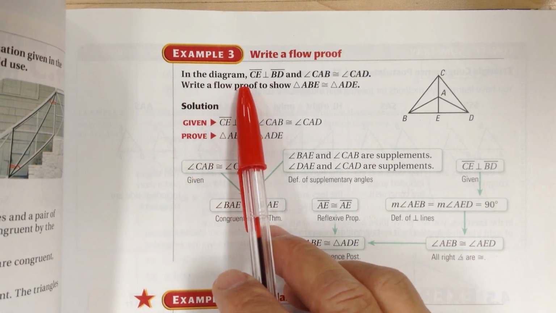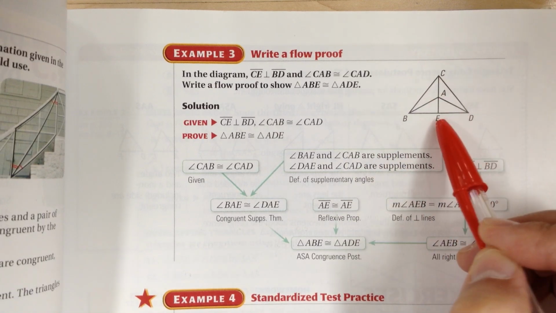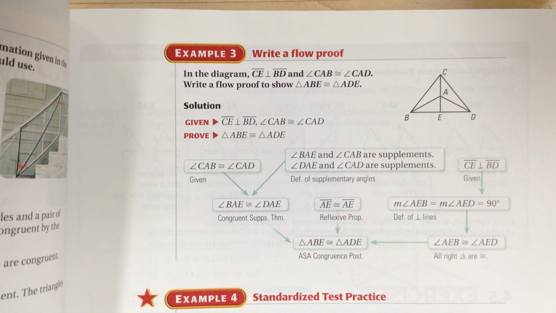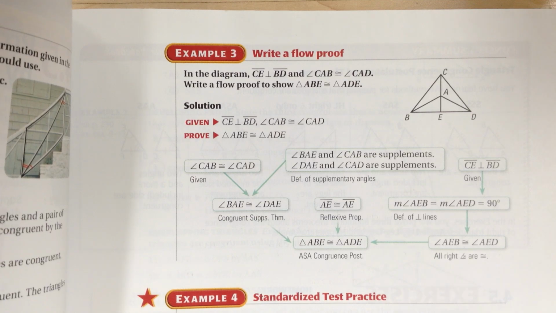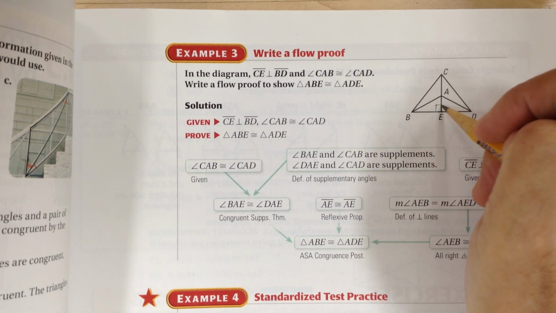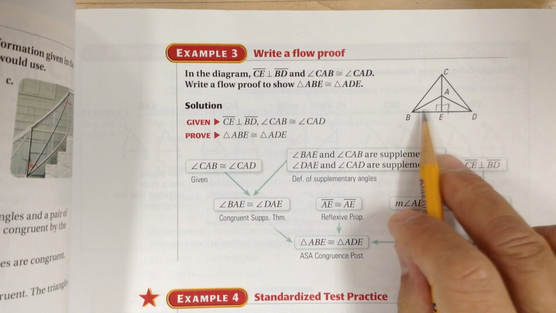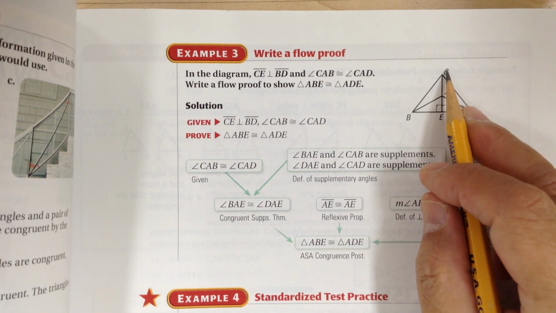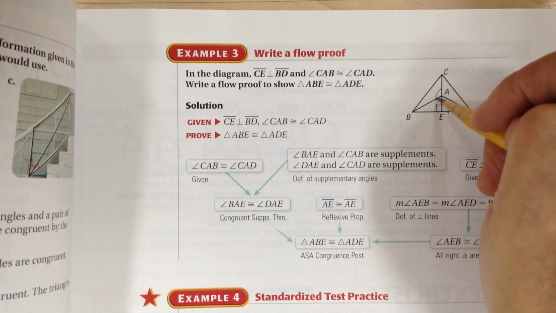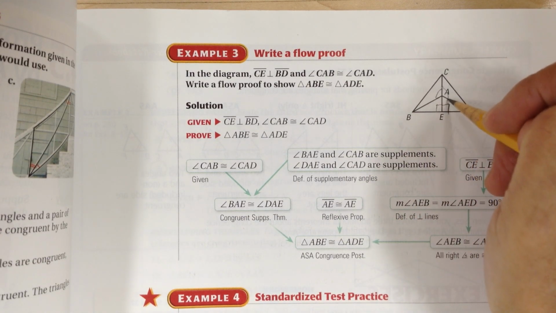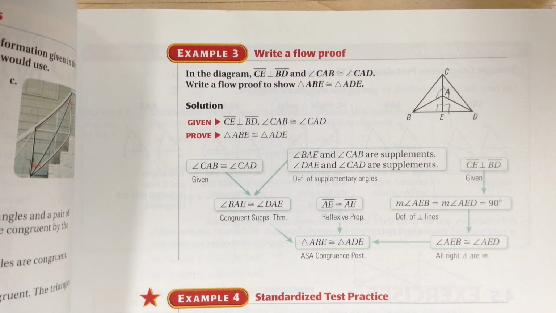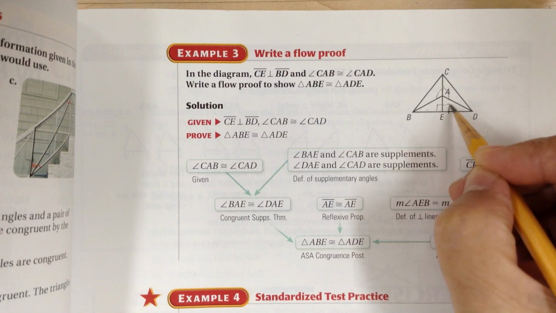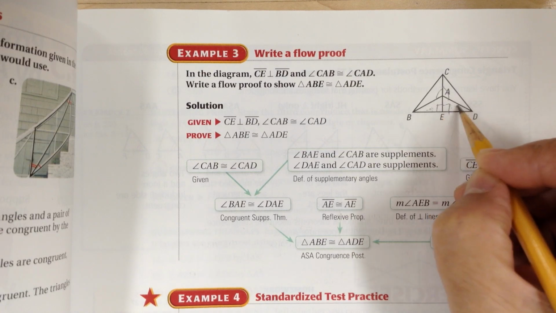It says in the diagram that CE is perpendicular to BD. So right away, you know that this is a right triangle. And angle CAB is congruent to angle CAD. Write a flow proof to show that triangle ABE and these two are congruent.